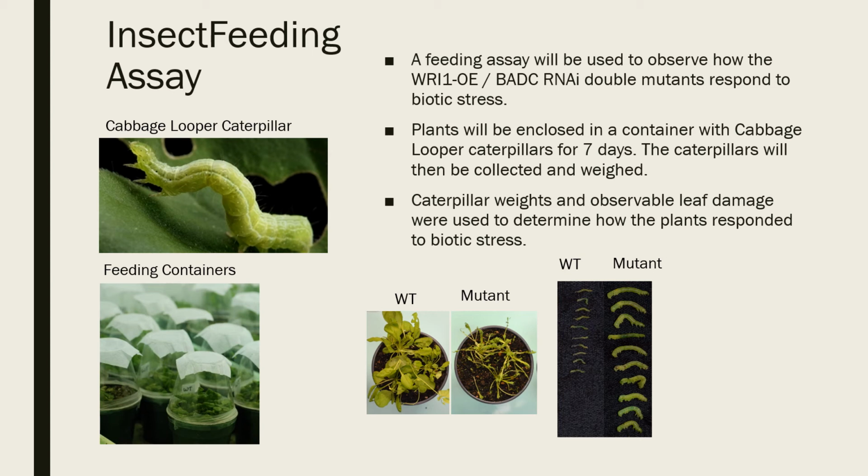High oil accumulation could make plants more vulnerable to biotic stress because higher oil density could encourage higher feeding. Heavier caterpillars accompanied by a higher observable damage could be indicative of this conclusion.